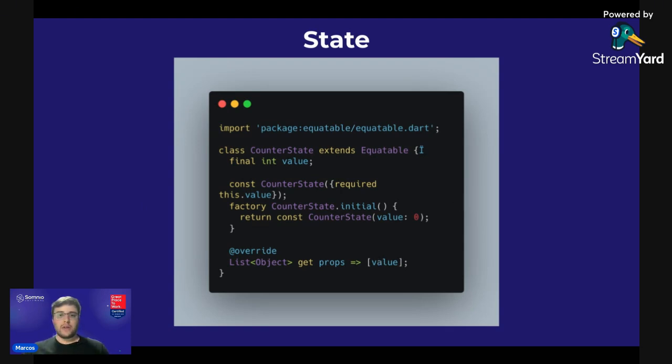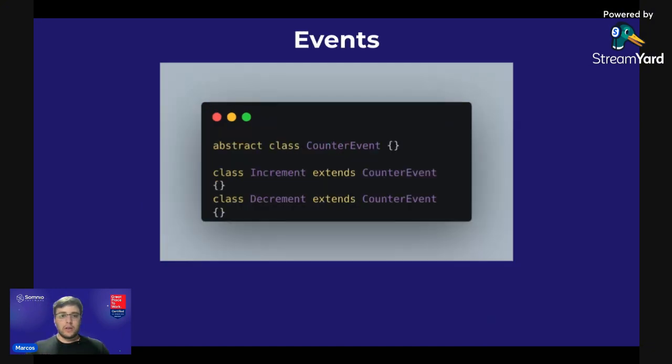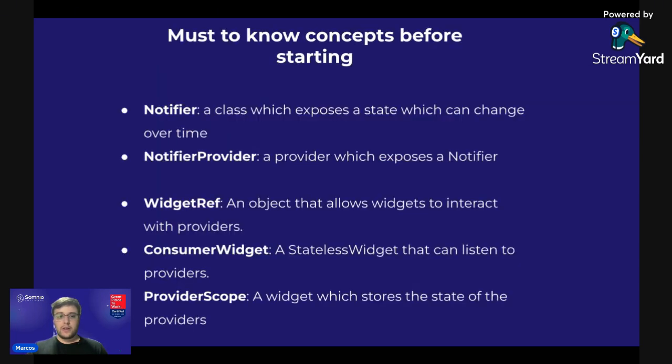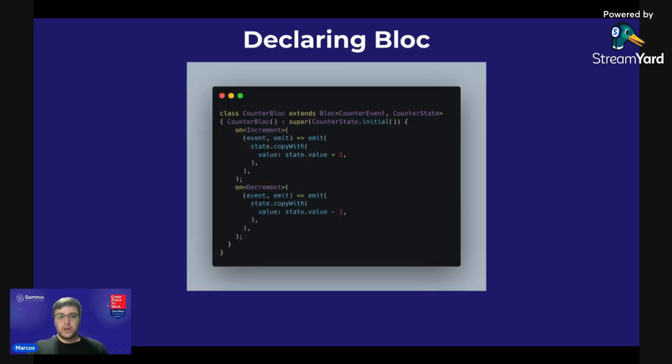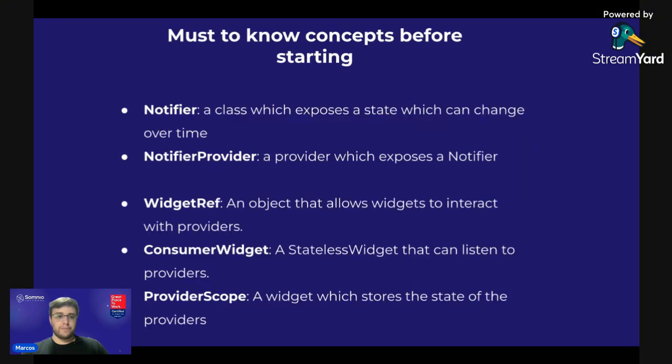This is how we define our state. In this case, we are using a counter application, so this state will be really simple. We are just storing an integer value. Then two events, which are increment and decrement. And finally, we declare the Bloc which will handle those two events to increment or decrement the counter value.